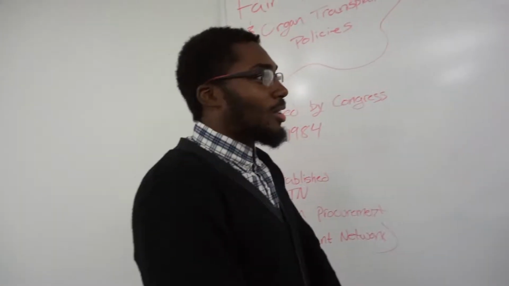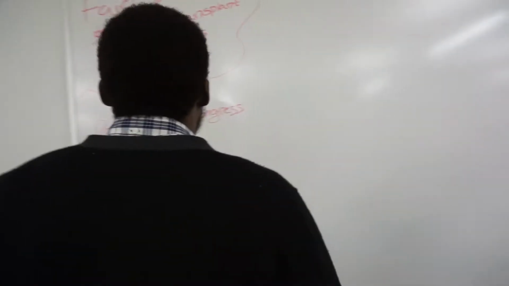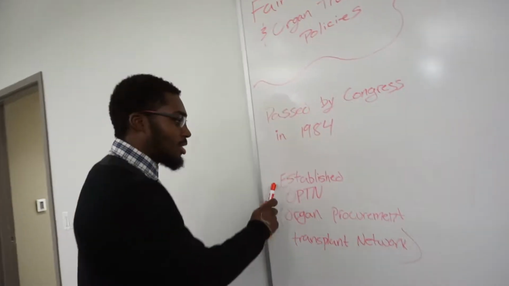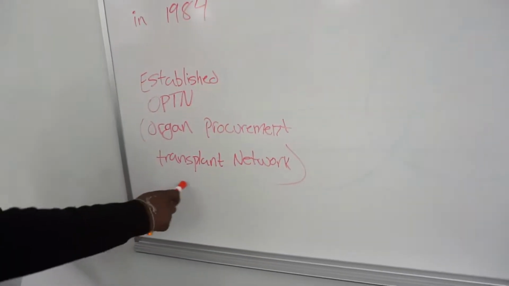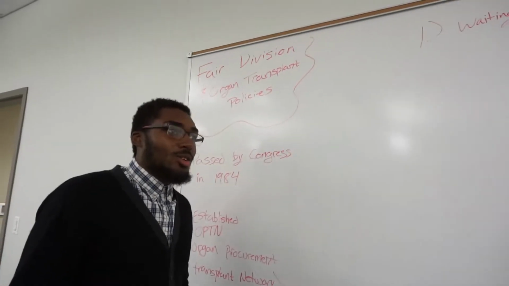Are you familiar with organ transplant policies? No. Well, of course you're not. Well, in 1984, it was passed by Congress establishing the OPTN, Organ Procurement Transplant Network. Now that gives fair division to those who need organs.